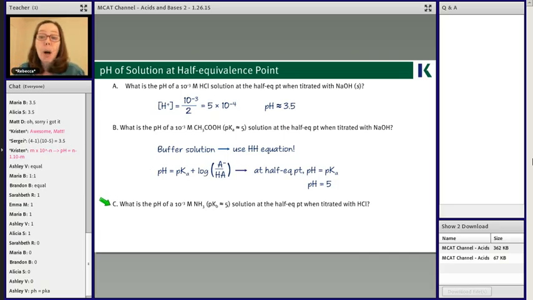So for our ammonia, we're going to do the same thing, aren't we? And it turns out Henderson-Hasselbalch has a version for bases. And it looks exactly the same. The pOH equals the pKb plus the log of the conjugate acid over the original base. Well, we're given our pKb. Half equivalence point, that's 1. This whole term goes to 0. What's the answer to C?